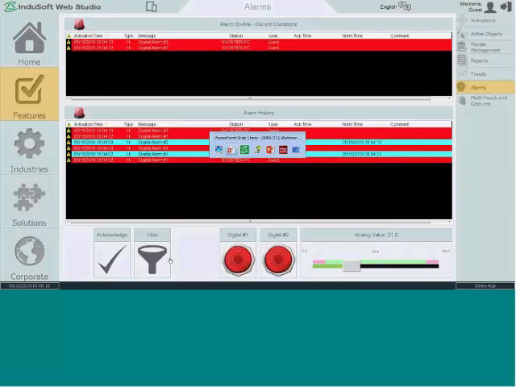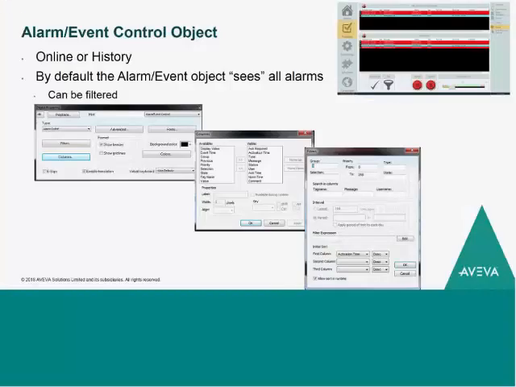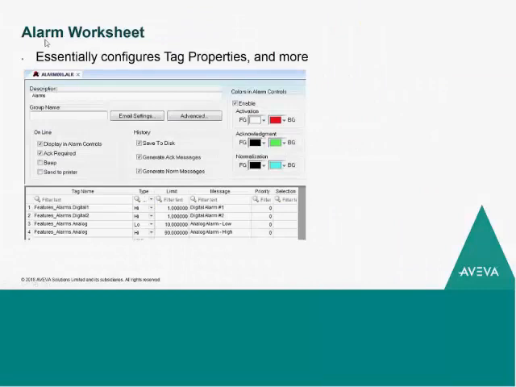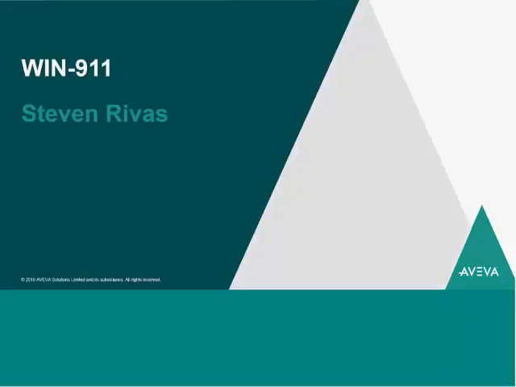In a lot of places in there, you can put tag names, so you can be very, very creative with what you do. So the alarm worksheet essentially configures the tag properties for those limits. You can set up the high and the low and the high and the low, the messages, the different colors those can be, and the grouping of those, which will tie in with Win911. So lots of different flexibility and capabilities there. And with that, what I'm going to do is hand things over to Stephen.